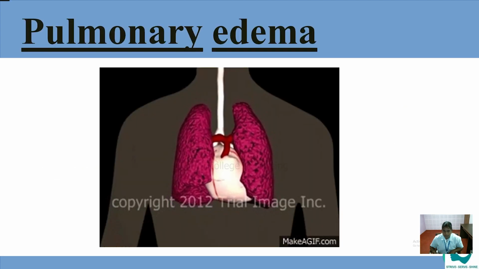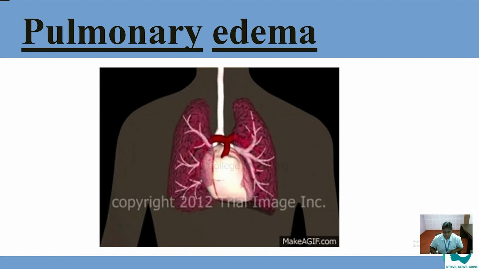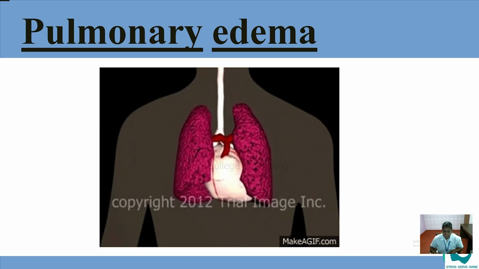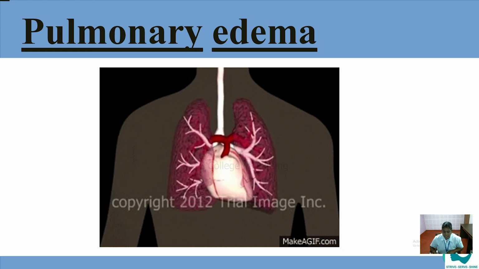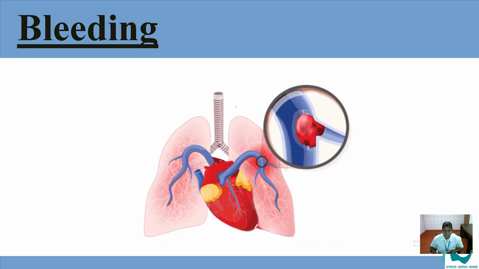So we will see them one by one. First one is pulmonary edema. What is pulmonary edema? It is excess fluid in the lungs. Second one is bleeding. You all know about bleeding. So bleeding is inside the lungs due to the procedure.